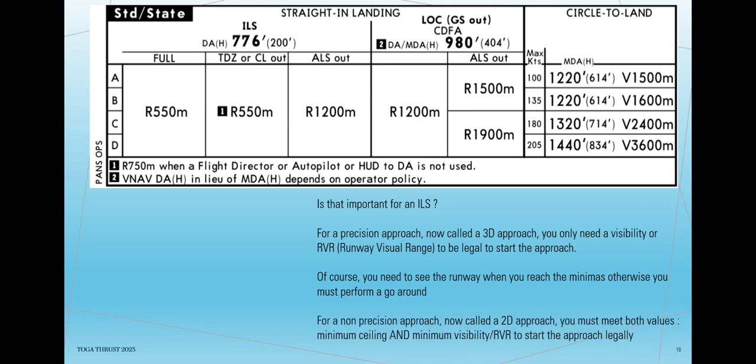For a non-precision approach, now called a 2D approach, you must meet both values. Minimum ceiling and minimum visibility, RVR, to start the approach legally.